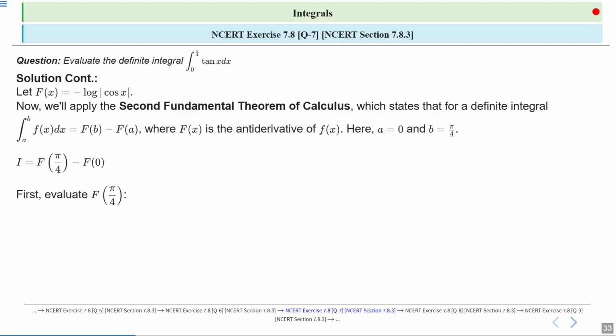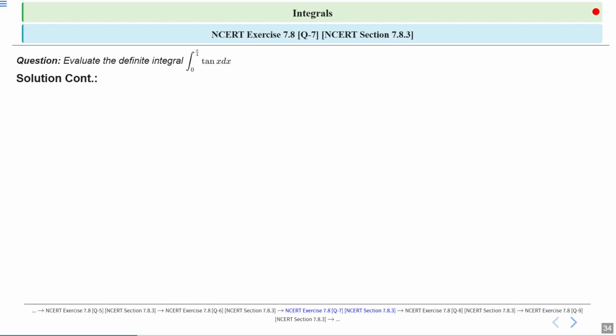At first we evaluate F at pi by 4. At pi by 4 it is minus log cos x. So cos pi by 4, and the value of cos pi by 4 is 1 by root 2. So F(pi by 4) is equal to minus log 1 by root 2.